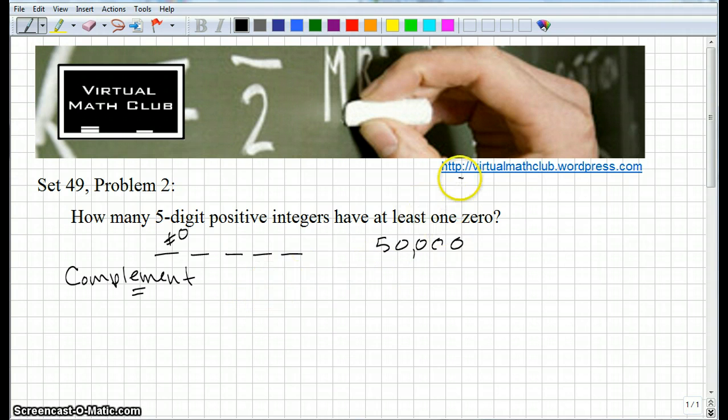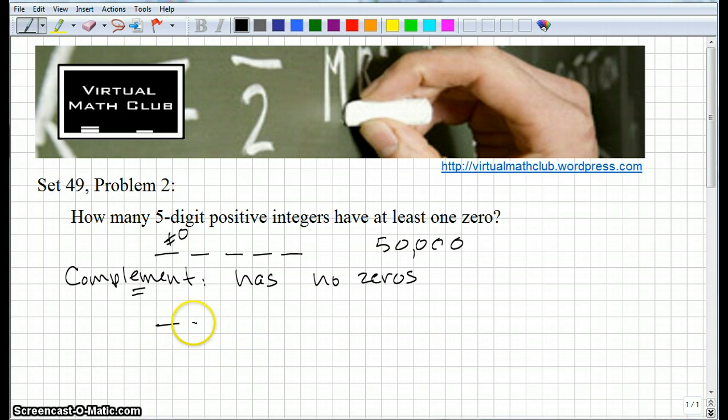So the complement of having at least one 0 is that it has no zeros. And it's actually easier to count the number of 5-digit integers that have no zeros than it is to count all the cases where you've got either 1 or 2 or 3 or 4 zeros. Okay? So let's do that. Let's count the complement. Let's count how many 5-digit numbers have no zeros.